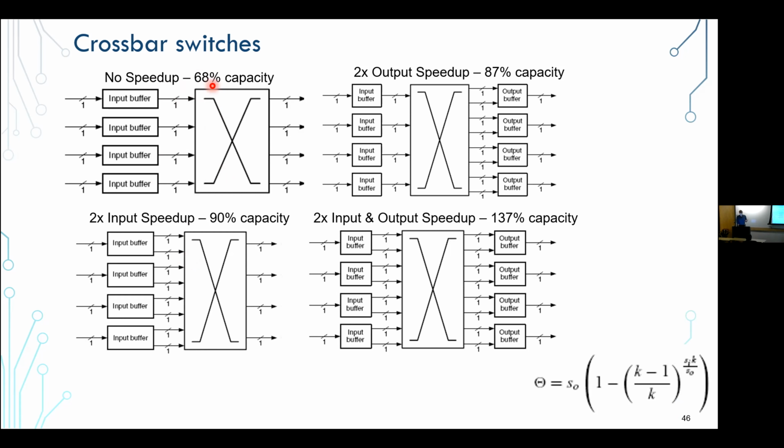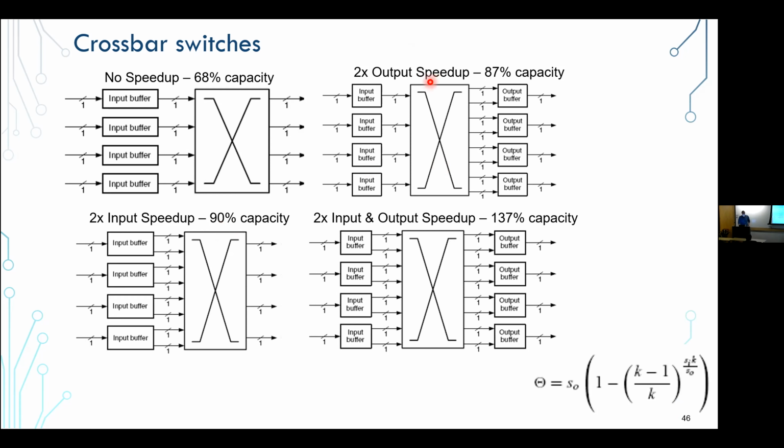So you lose 32%. But if you have two input speedup, you're about 10% away from the capacity, right? And of course, this depends on the radix, the number of ports of the switch, and the speedup factor that you can dial in. That will depend on your technology: how fast can you process these arbitrations and assign the switch allocation and traversal.